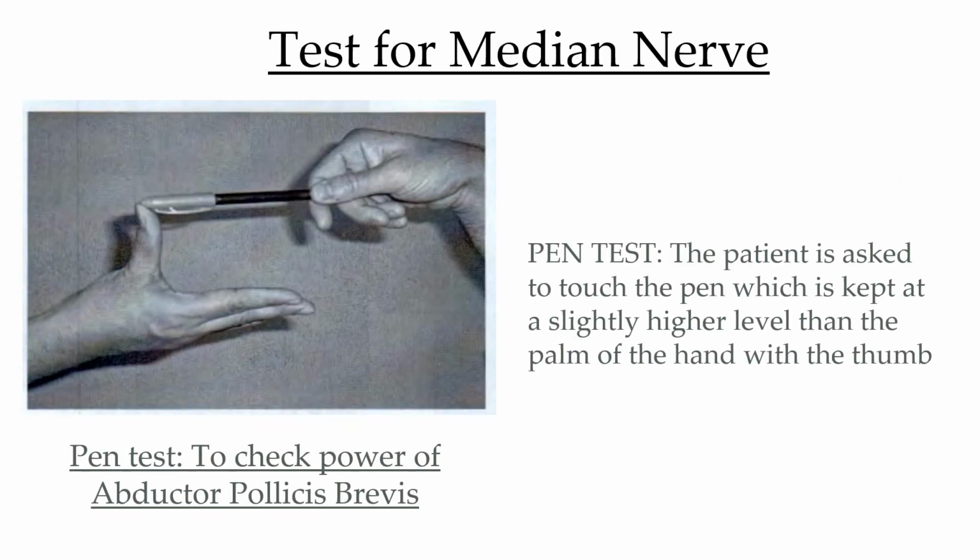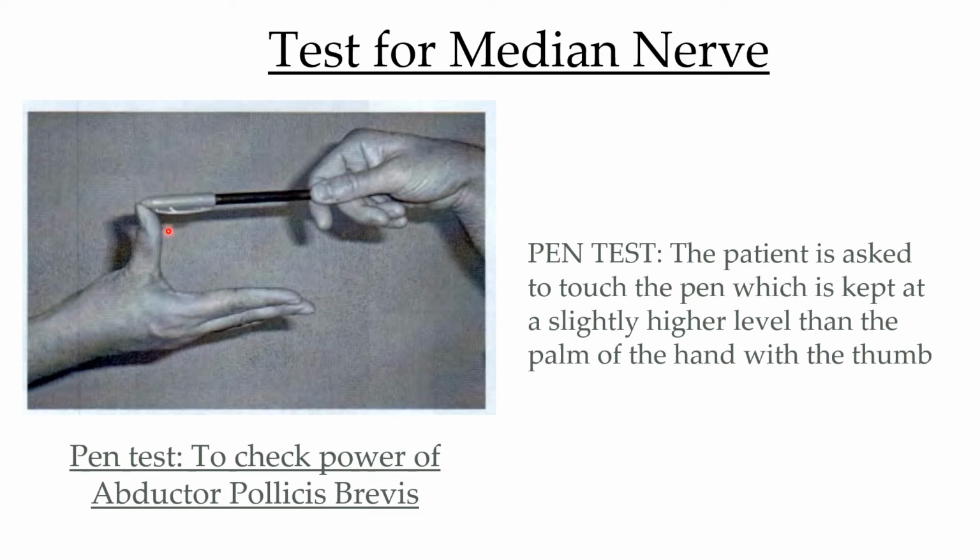Now let us learn about certain tests which are used to detect the integrity of the median nerve. First is the pen test. We know that the median nerve supplies abductor pollicis brevis, which is responsible for bringing the thumb into an abducted position. Abduction of the thumb means the thumb is brought to 90 degrees to the plane of the palm, as you can see in the illustration here.